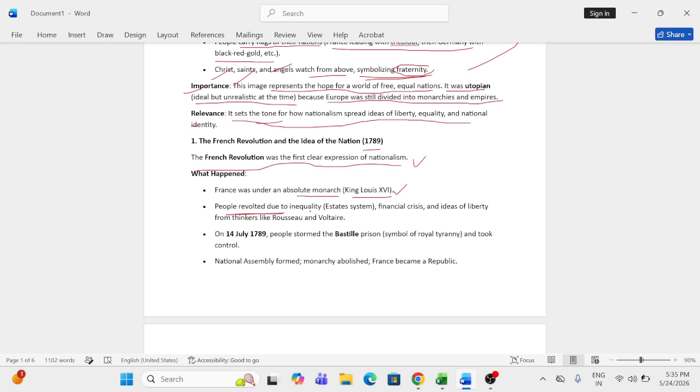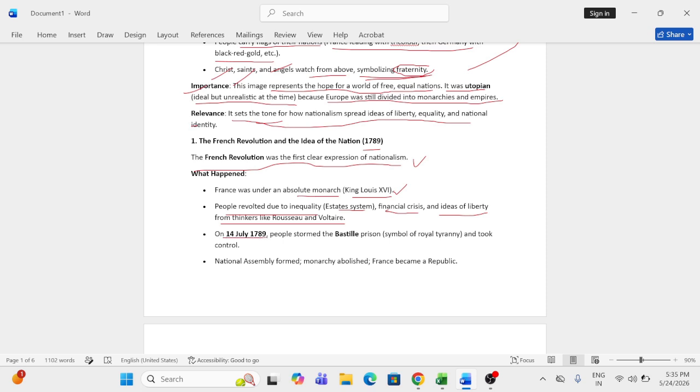People revolted due to inequality and the estate system. Why was there inequality? Because there was an estate system of nobility, clergy, and the general estate. There were financial crises, and ideas of liberty from thinkers like Rousseau and Voltaire helped people understand things and motivated them for the revolution.